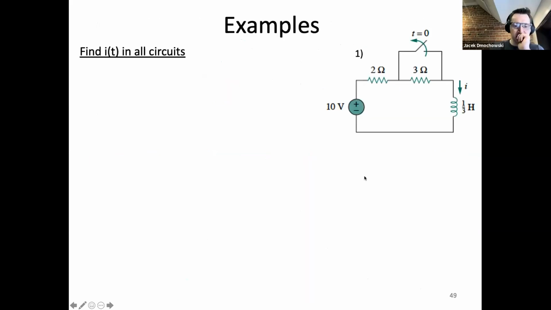All right, let's work through some examples. In all of these, we're going to be asked to solve for I of t. And I of t is always going to be defined as the current through the inductor.